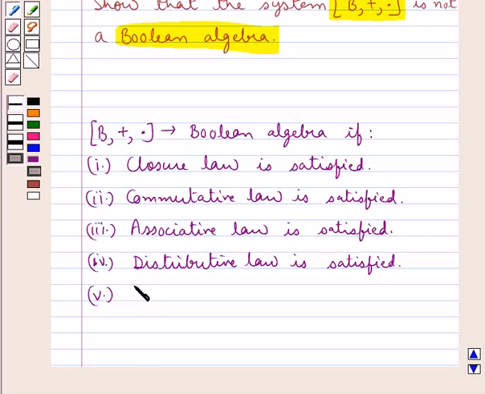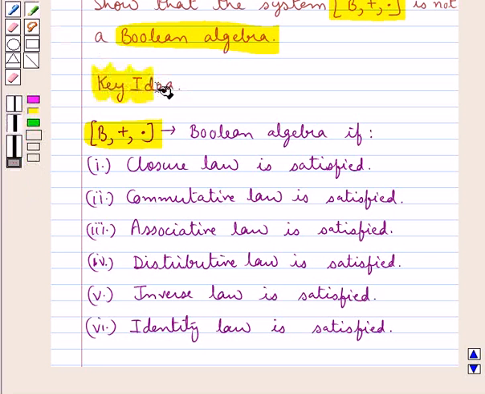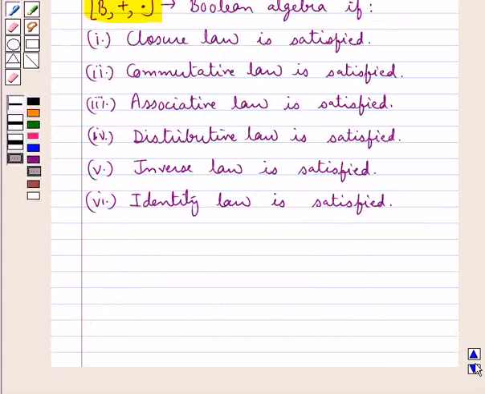then we have the inverse law, and then the identity law. If these six laws are satisfied, then this system would be a Boolean algebra. This is the key idea that we use for this question. Let's proceed with the solution now.